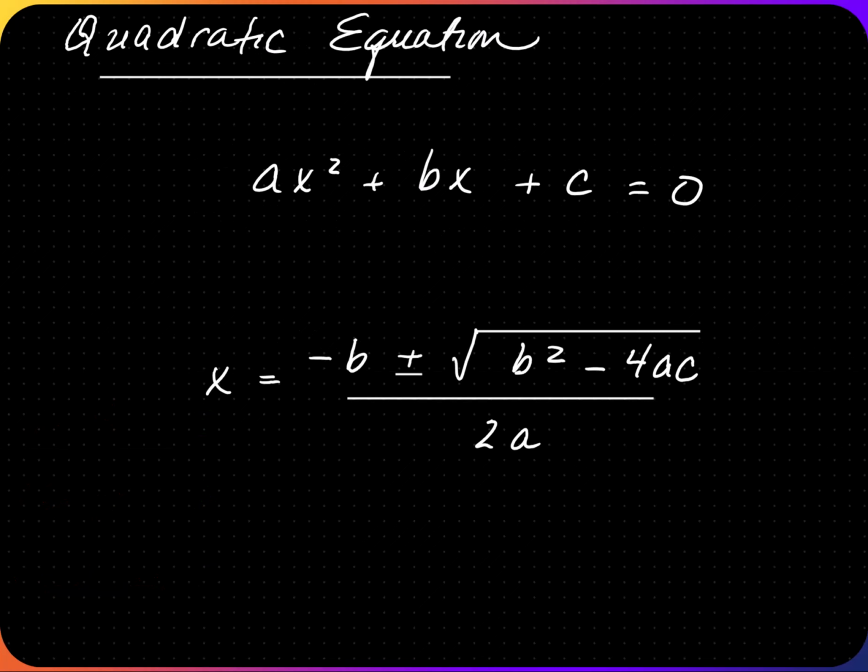Depending on the math, sometimes you must use the quadratic equation. The general format for a quadratic is ax squared plus bx plus c equals 0. So x is equal to negative b plus or minus the square root of b squared minus 4ac, all over 2a.